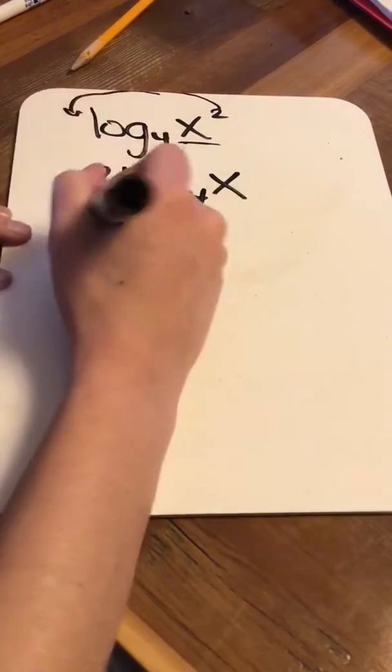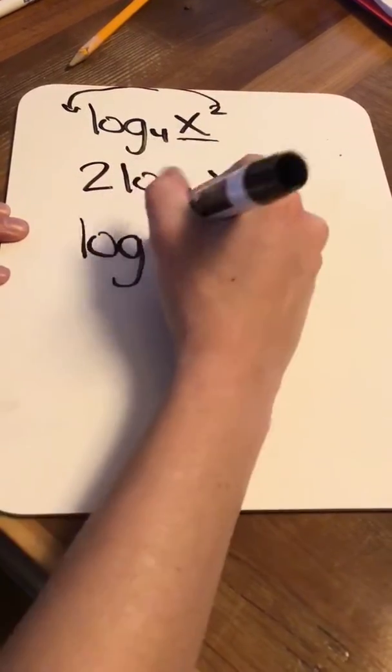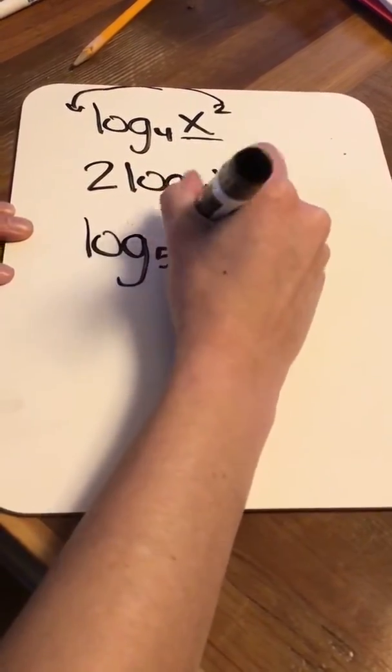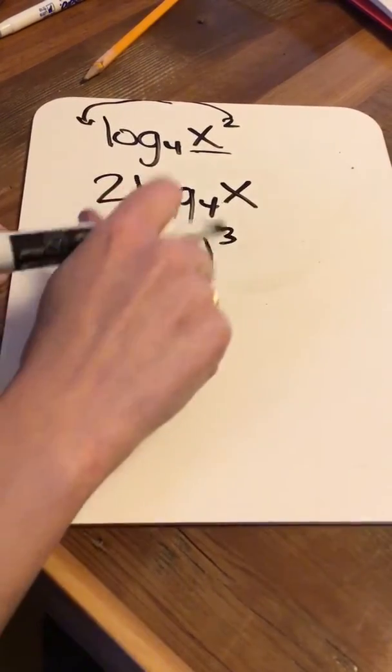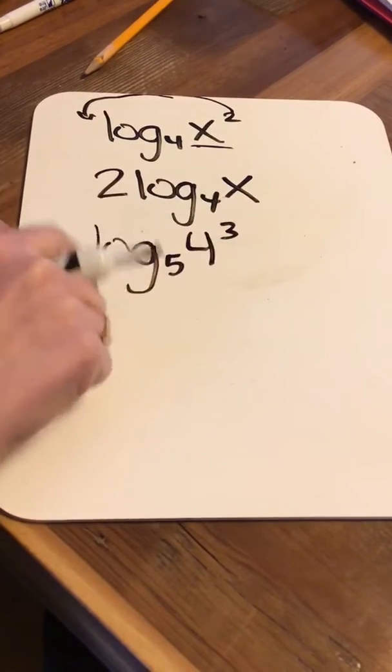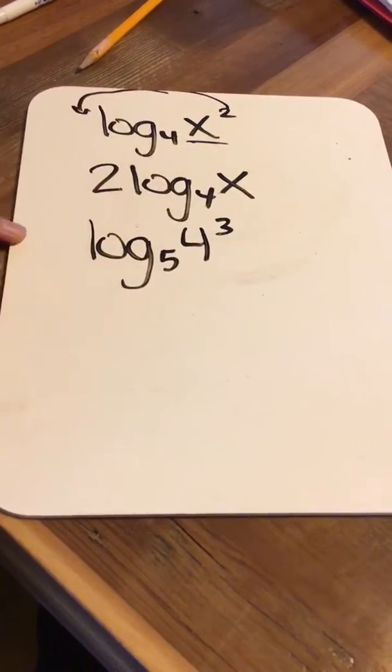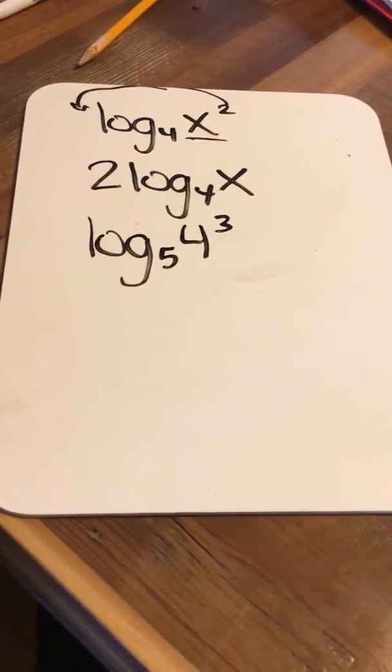So what I would like you to do in your notes is try this one. If I have log base 5 of 4 to the third, what could I do with that 3? Rewrite this one, moving that 3 out of the exponent for me.